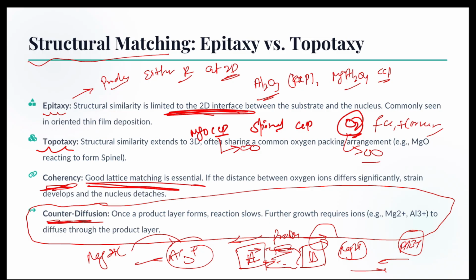So counter diffusion: once a layer forms, the reaction slows, right? Once our product reaction layer has formed, the reaction starts to slow down. But for further growth, we need the ions to come close together, right? And this movement of ions towards each other after the first layer has formed is what gives rise to counter diffusion.